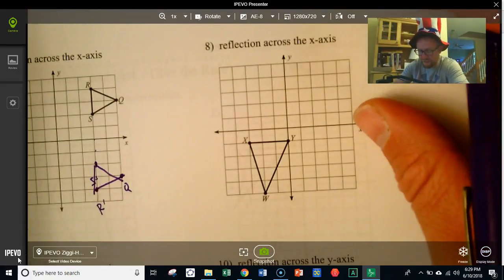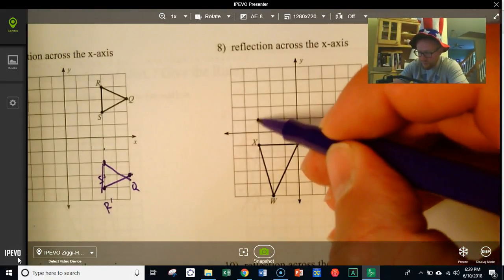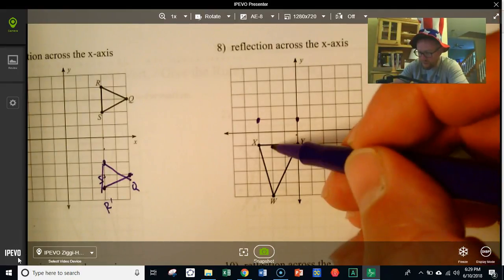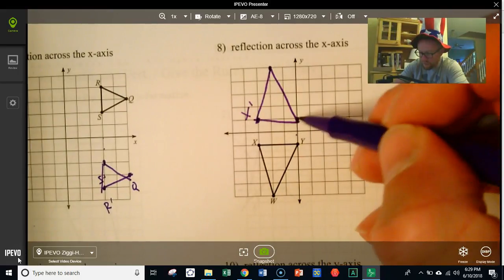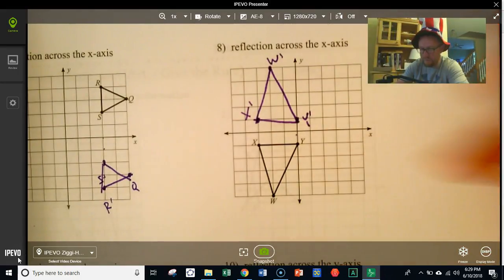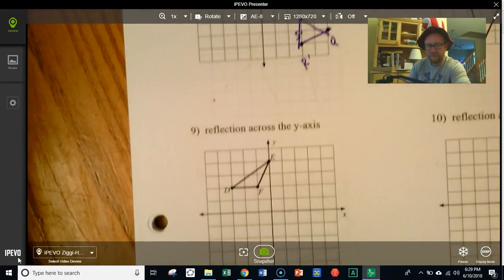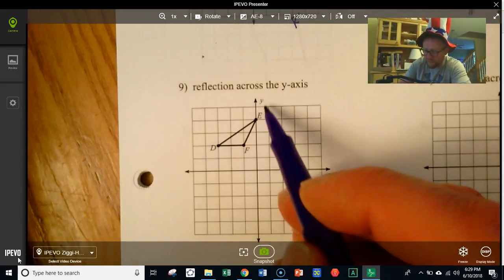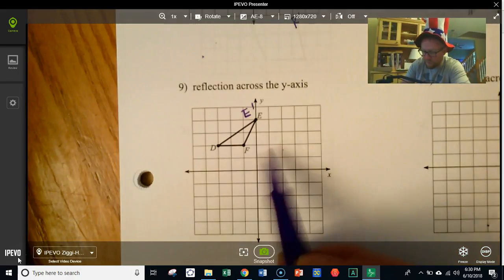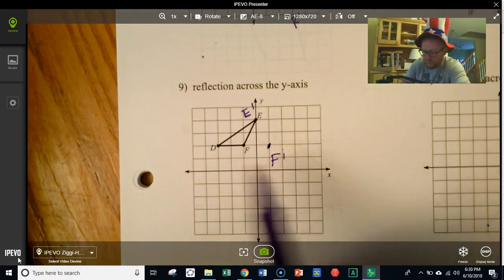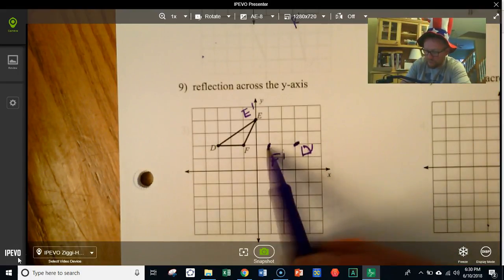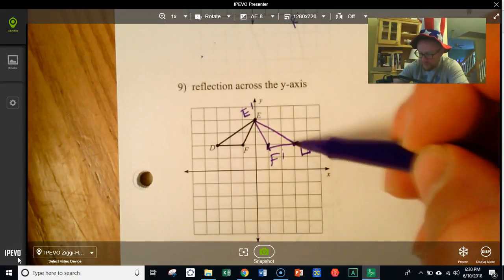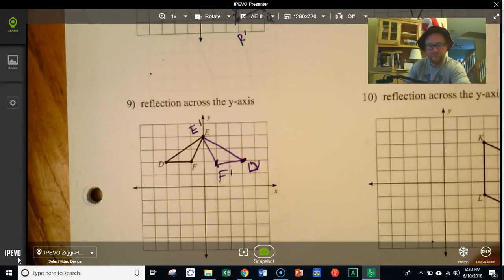X-axis, that's up and down again. 1, 1, 1, 1, 5, 5. X prime, Y prime, W prime. Let's see. Y-axis, E doesn't move, so I'll just put E prime here. F is 1 space away. F prime. D is 3 spaces away. So D prime, 3 spaces away. There we go. It's kind of sloppy there, to be honest with you.